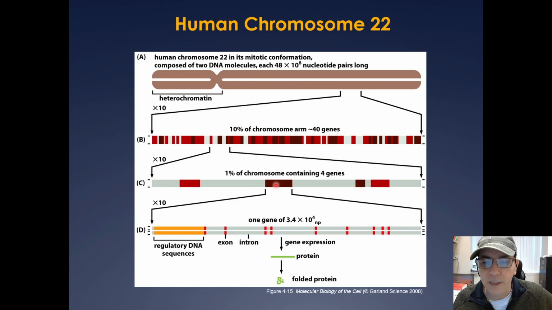And then if you look at one individual gene here, you'll have regulatory DNA sequences upstream, and then you have these exons and introns. There'll also be a 5' and a 3' UTR, and when you get gene expression, that will lead to a spliced mRNA transcript, which when translated will give rise to the protein, and then the protein will ultimately become folded.